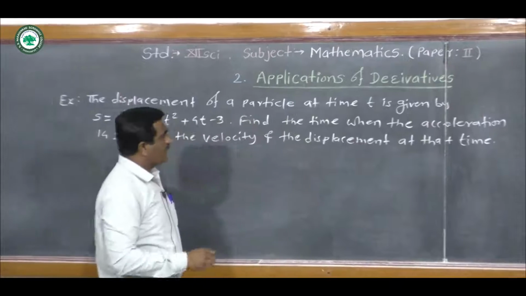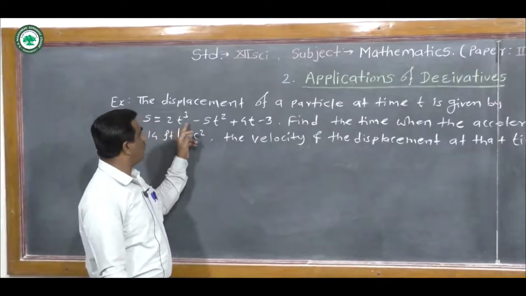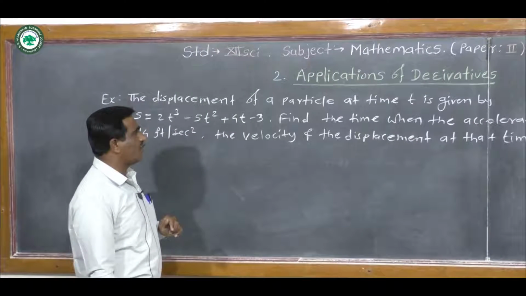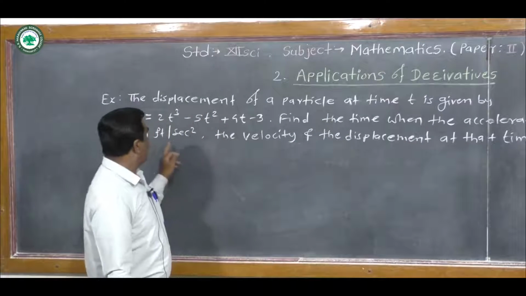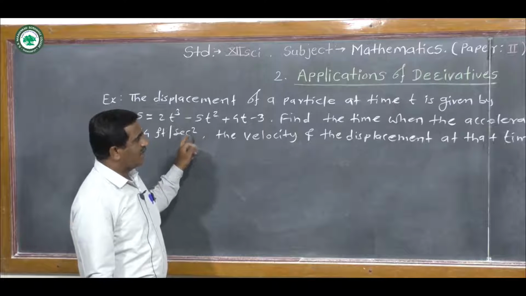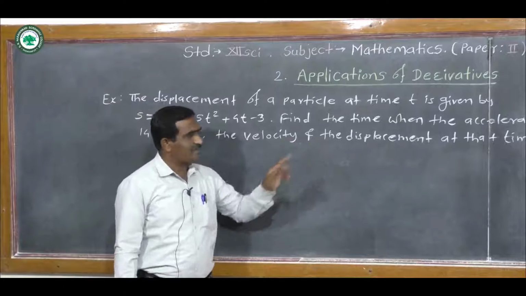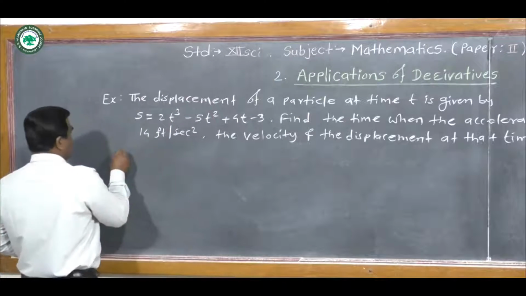Okay. Now here in this example it is given that displacement is equal to 2t cube minus 5t square plus 4t minus 3, and we have to find the time when acceleration a is equal to 14 feet per second square, and after finding time t we can find the velocity and displacement at that time. Now we see the answer for this example.